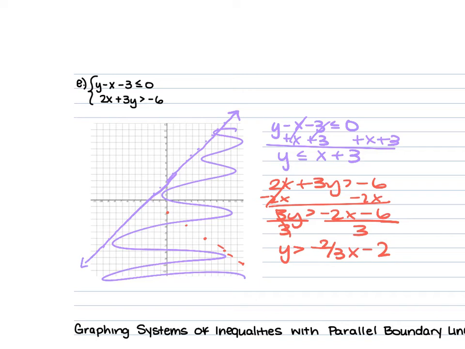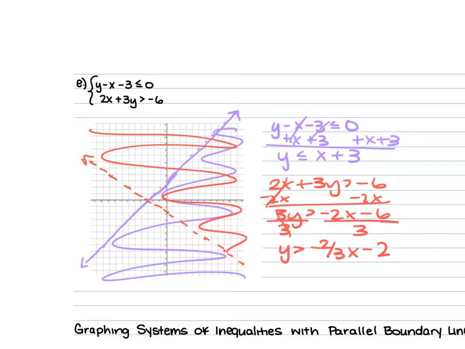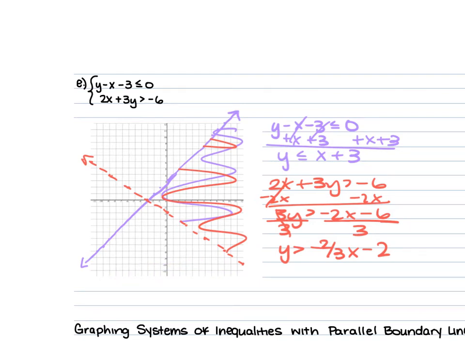And then again, these are going to be a dashed line because it's not equal to. And then this is greater than, so it would be anything above. So when we go to erase what we don't need, just going to be this. So again, we're only shading that part that overlaps.